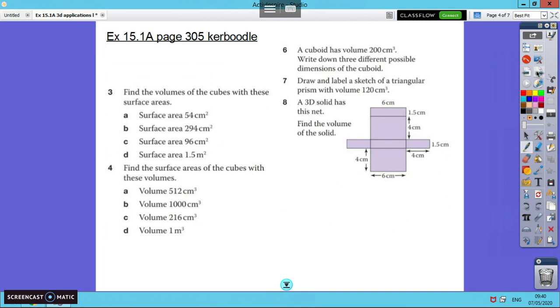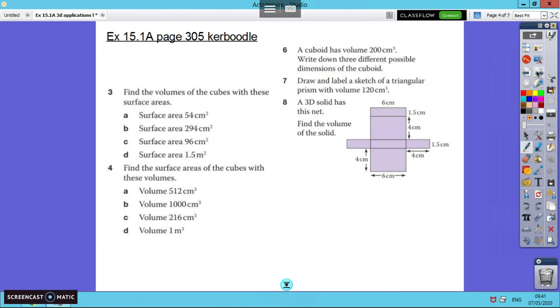Find the volume of the solid. So this is a similar question to example number 2. You kind of got to visualise it in 3D and then think about which dimensions you need to multiply together to find the volume.